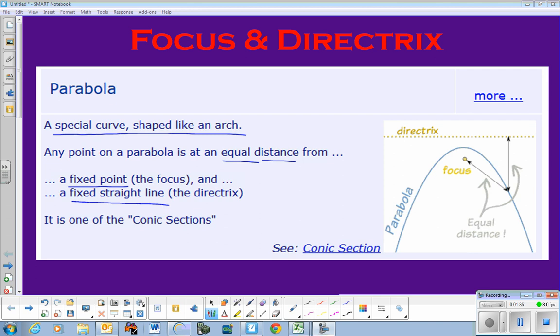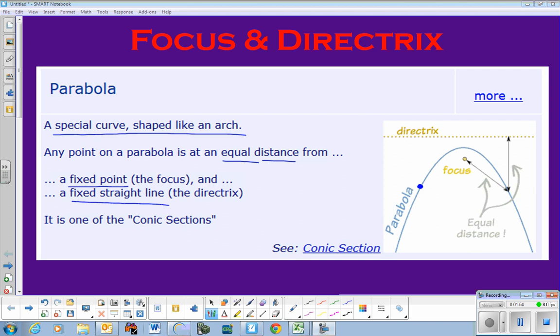So take a straight line and take a dot. Just any horizontal line, and put a dot somewhere near it. All points equidistant from the directrix and the focus, from the line and the dot, form the parabola. So like this point right here. Why is this point part of this parabola?